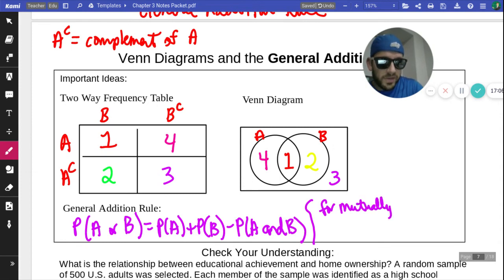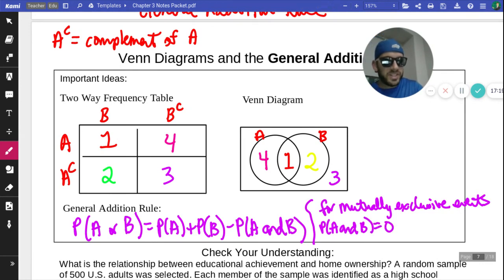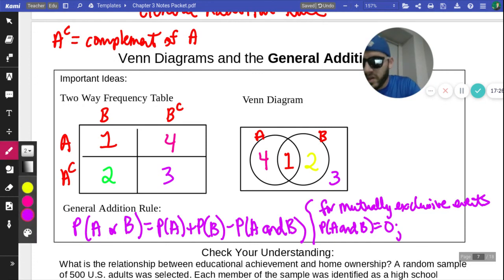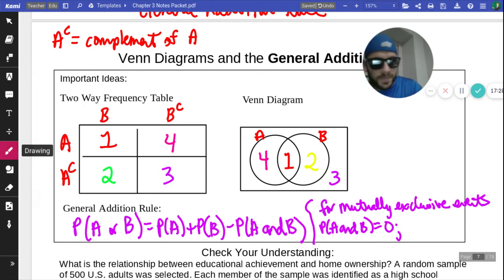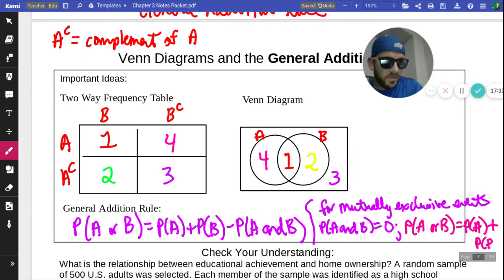If we have mutually exclusive events, then what that means is that the probability of A and B happening is 0. That's what mutually exclusive events means. There can be no overlap between the two. So then our formula is going to be that the probability of A or B is just going to equal the probability of A plus the probability of B.